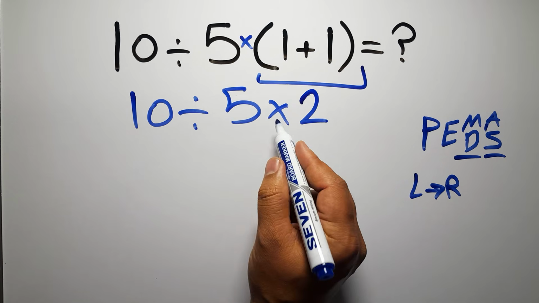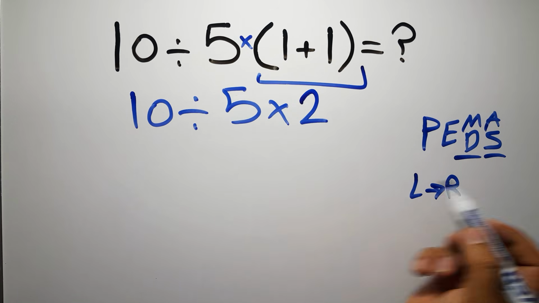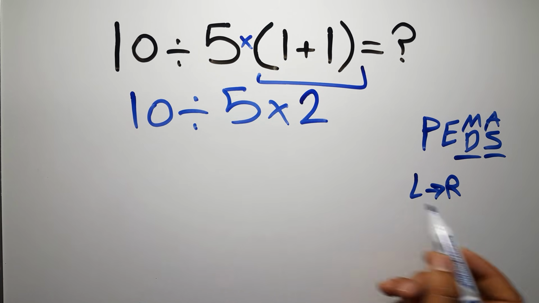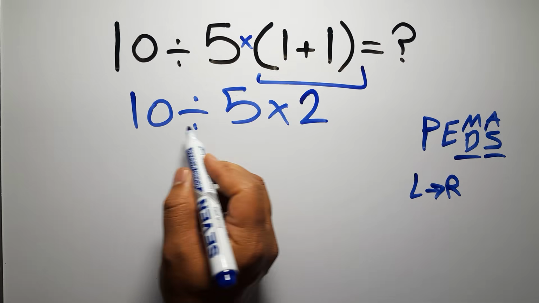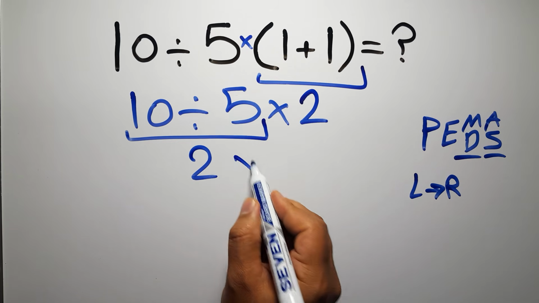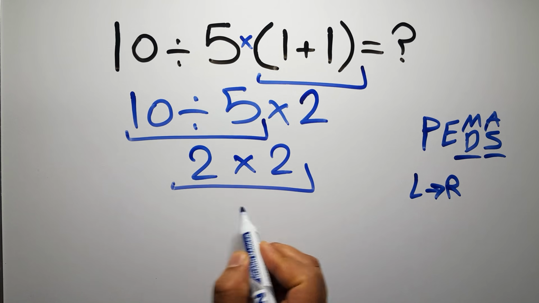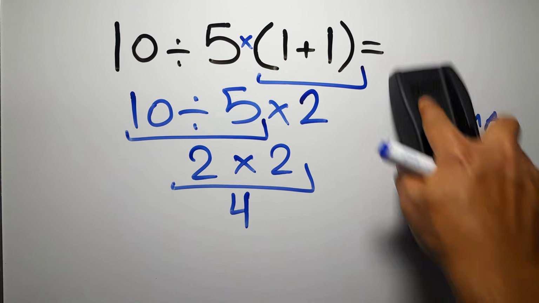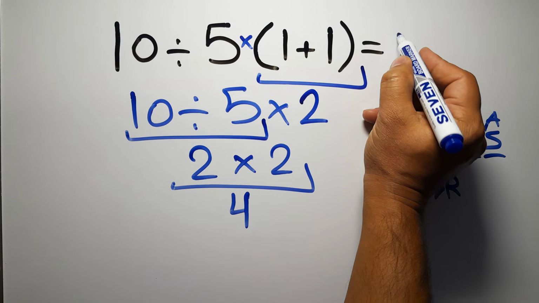Now we have one division and one multiplication. As I said, multiplication and division have equal priority and we have to work from left to right. So here first we have to do this division. 10 divided by 5 gives us 2. So 2 times 2 which equals 4. And this is our final answer to this problem. The correct answer is 4.